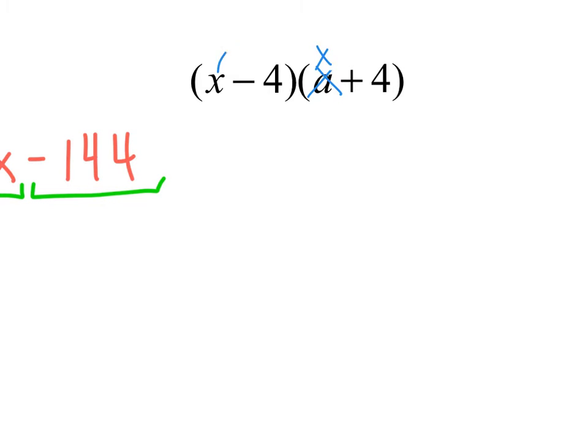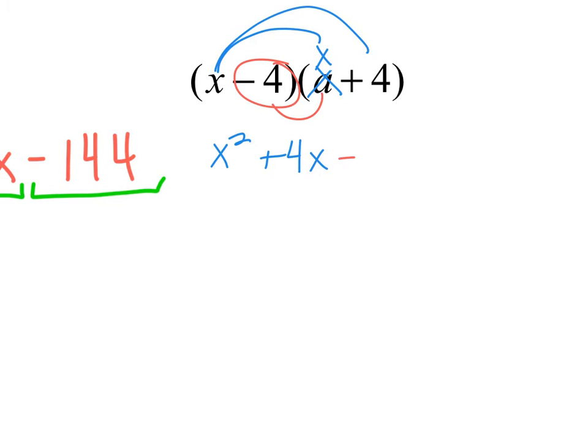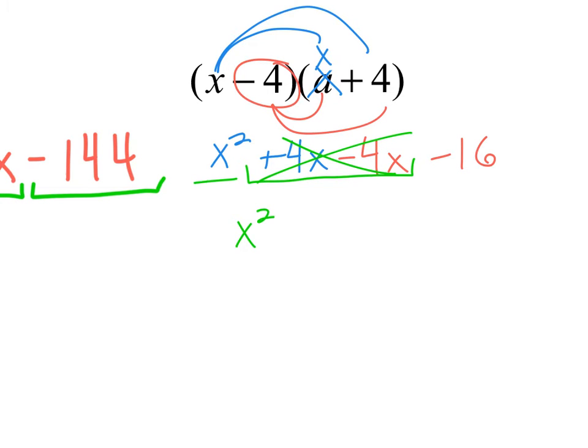Okay, so we're going to take x multiplied by x, we get x squared. X multiplied by 4, you get a positive 4x. And then for your second term, take negative 4 multiplied by x, you get a negative 4x. And then negative 4 multiplied by positive 4, you get a negative 16. And then take a look at your middle terms. Positive 4x minus 4x adds to be 0. Still have your x squared, that was your first term. Still have your minus 16, which was your last term, x squared minus 16.